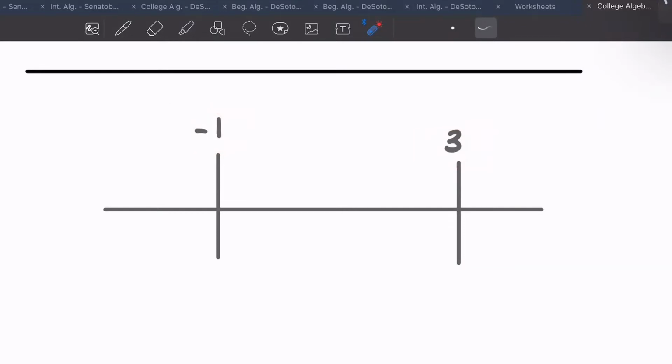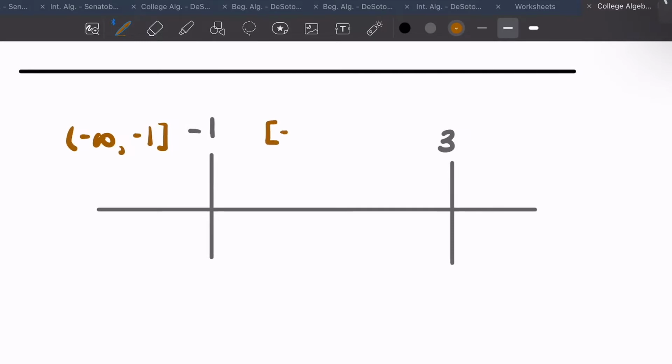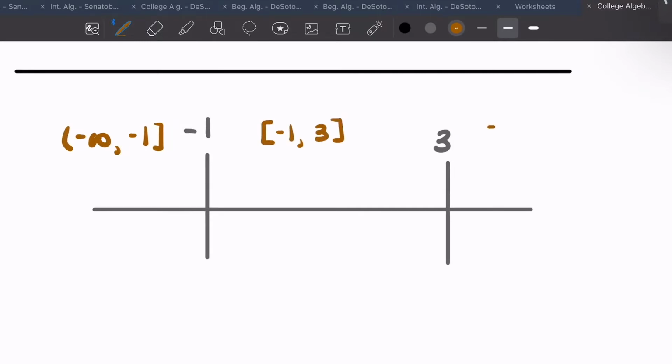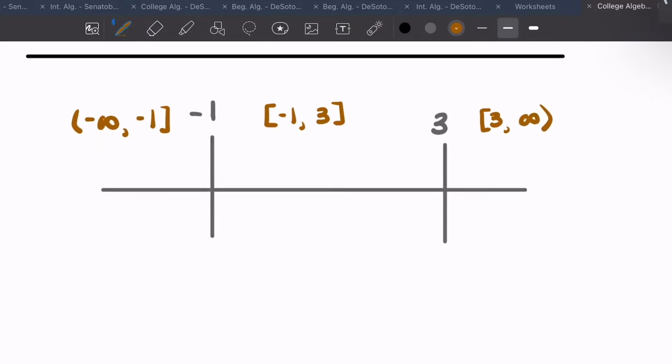So this interval on the very left goes from negative infinity to negative 1 with a bracket. Our middle one is from negative 1 to 3, and our last one is from 3 to positive infinity. You should have no trouble with that after what we've talked about with inequalities.